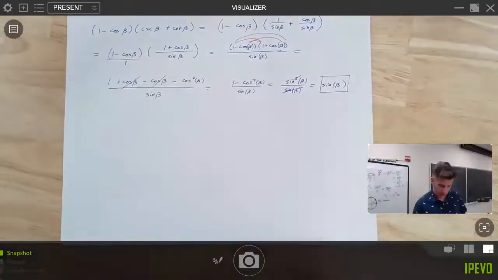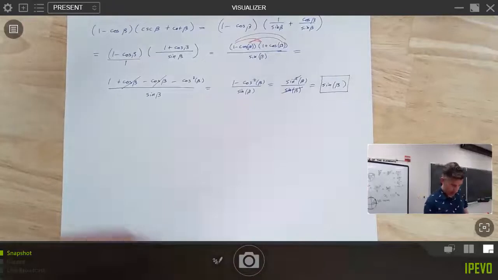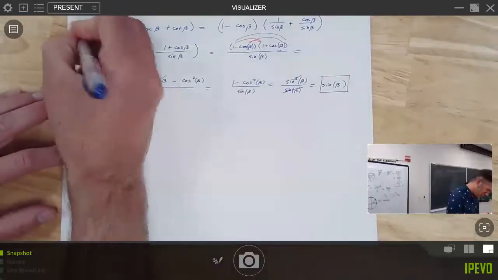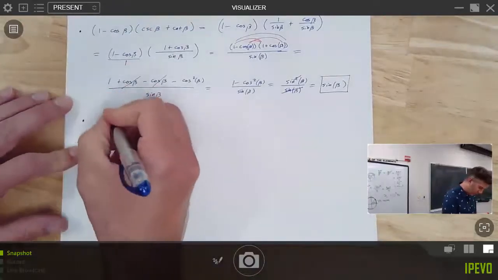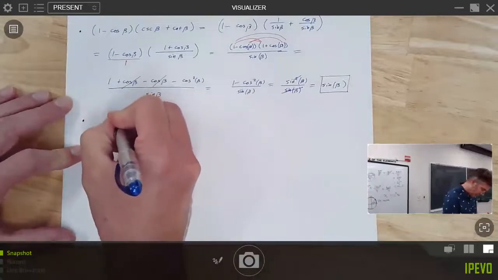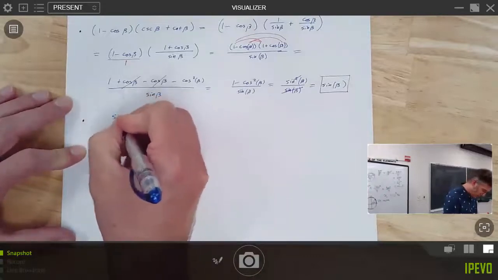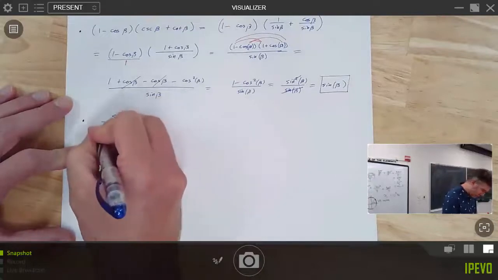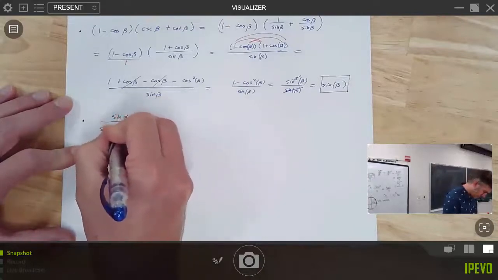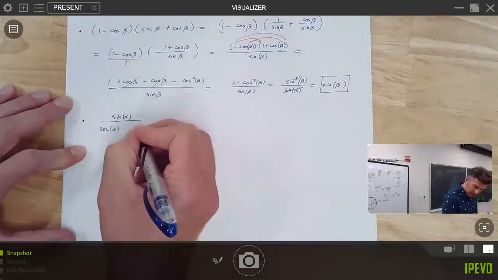Let's do another one. This one's a little trickier. This next one is starting with sine of alpha over secant of alpha minus cosine of alpha.